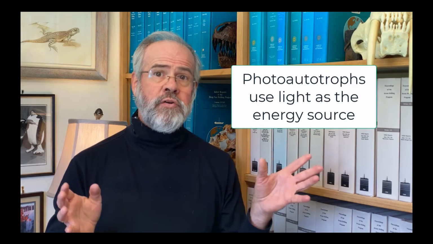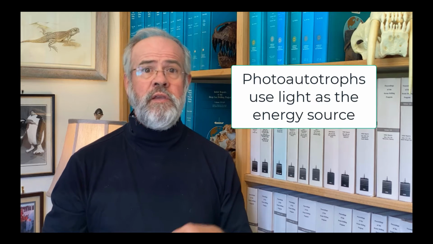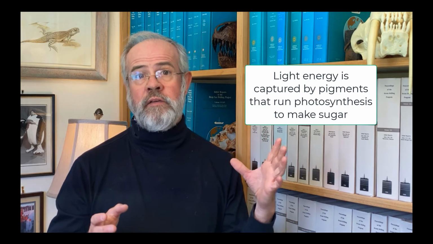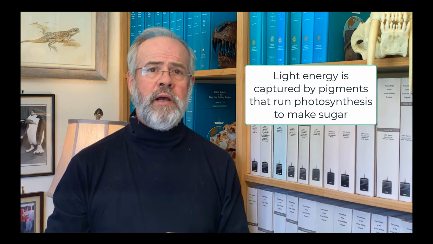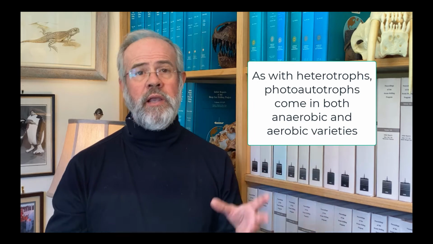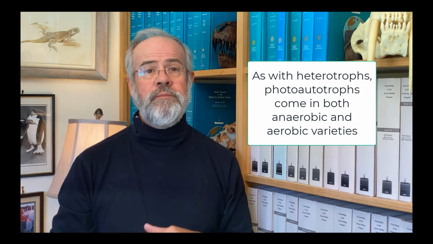Still another group of autotrophs are photoautotrophs. These use light as the energy source. In turn, the light works with various types of pigments to absorb light energy and reduce oxidized compounds. We know these reactions collectively as photosynthesis. The reduced materials made with photosynthesis are then combined with oxidizers to make chemical energy. There are both aerobic and anaerobic photosynthesizers.